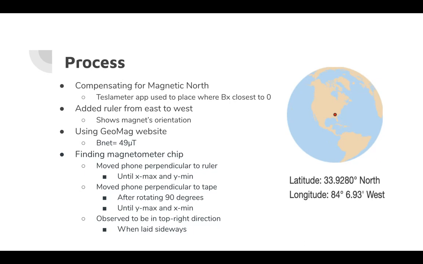Finding the magnetometer chip was the next step of this experiment. I moved my phone perpendicular to the ruler that we had placed until X max and Y min were found. Then I moved my phone perpendicular to the tape after I rotated it until Y max and X min were found. I found that my magnetometer chip was in the top right direction of my phone when it is laid on its side.